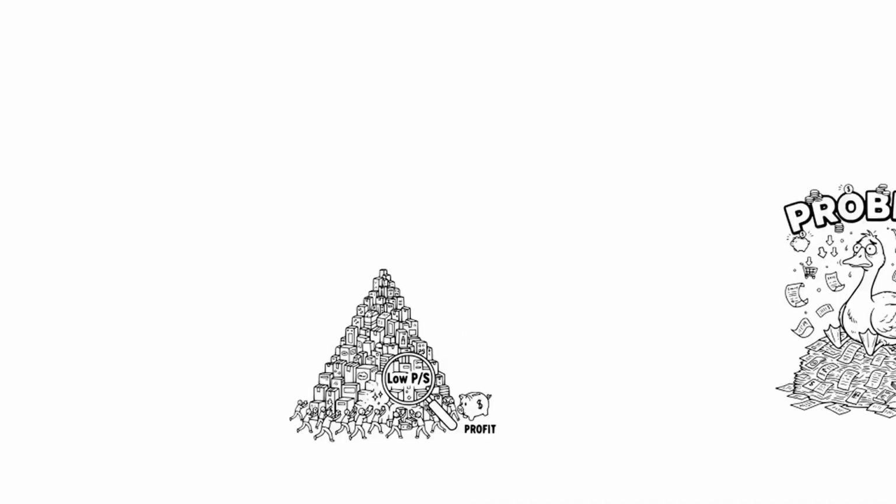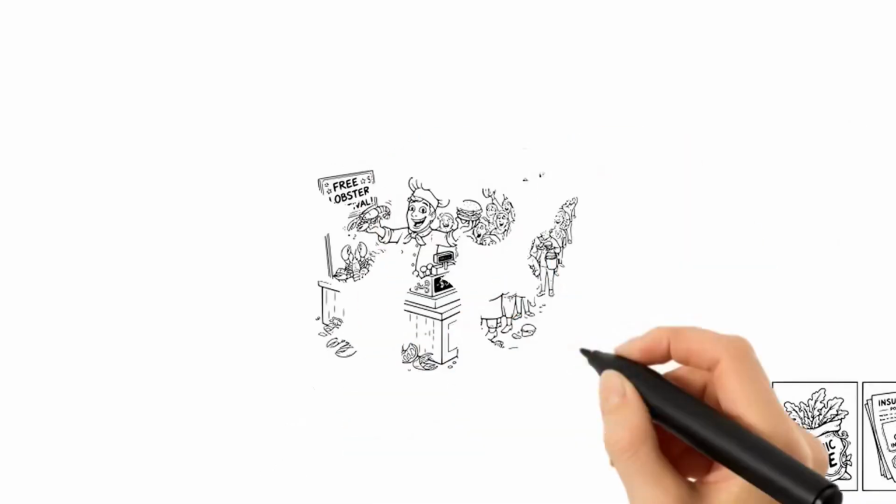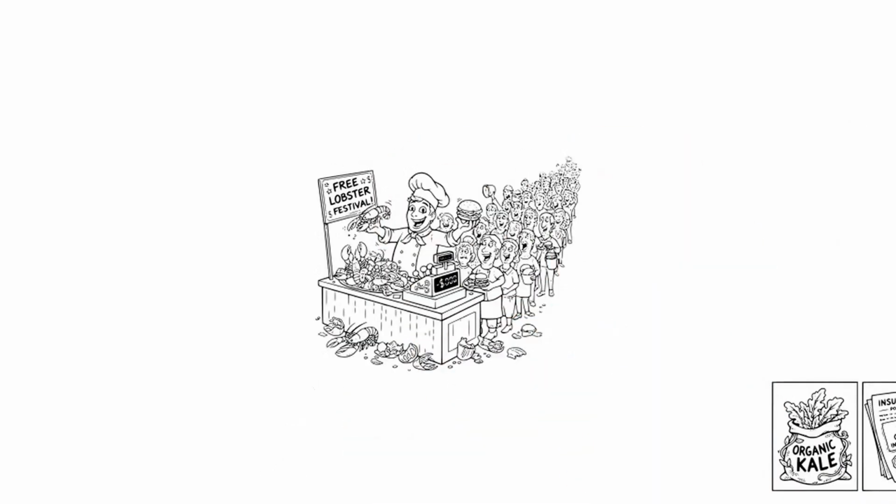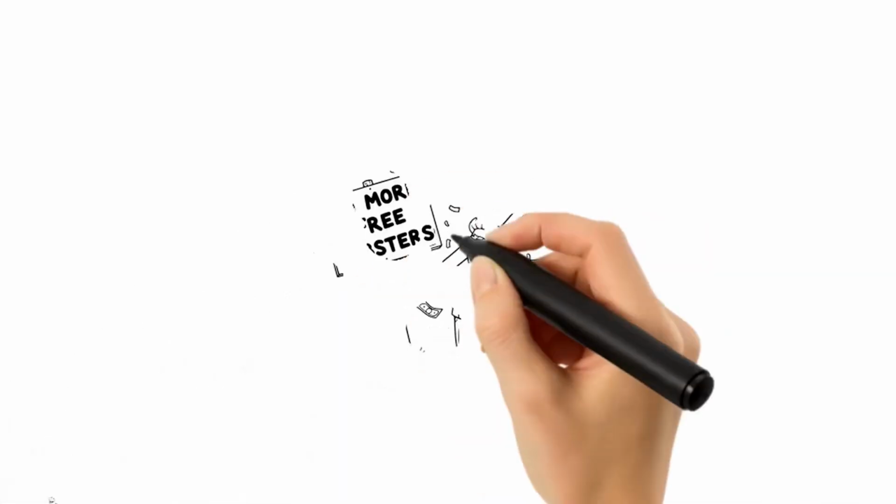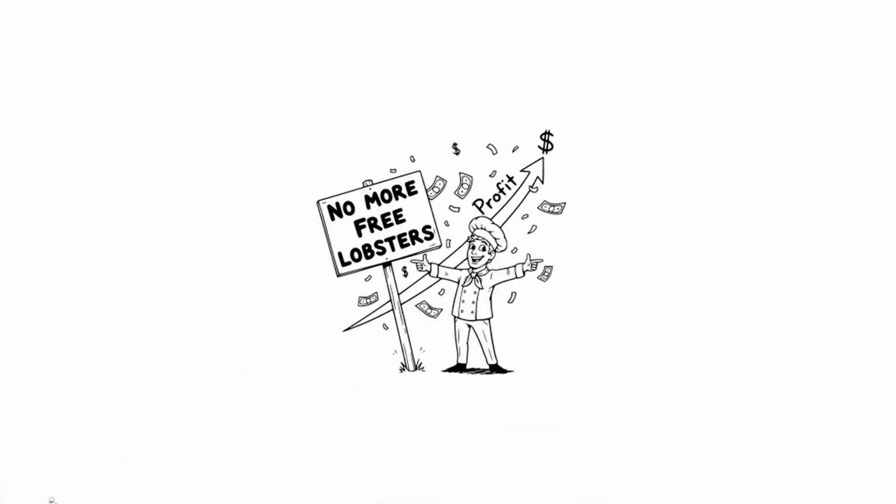It is like finding a restaurant that has a line out the door every night, but the owner is currently losing money because he gives away free lobsters with every burger. Eventually, he will stop giving away the lobsters, and the profits will explode.